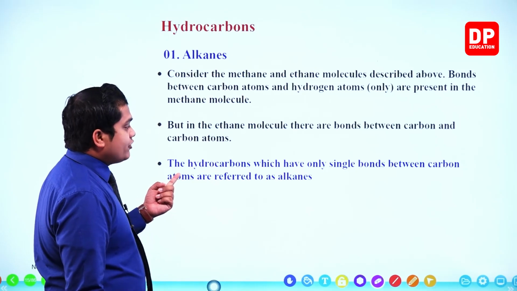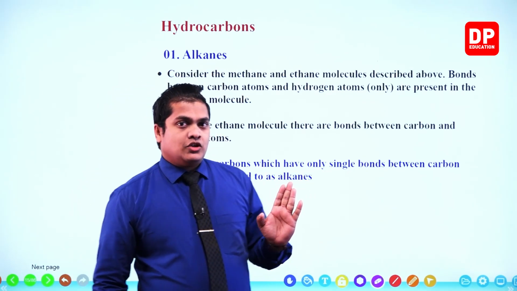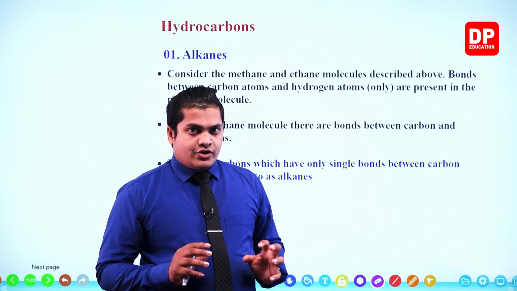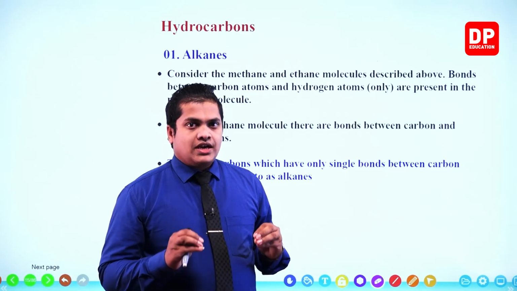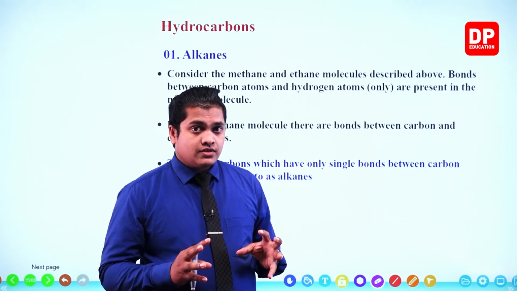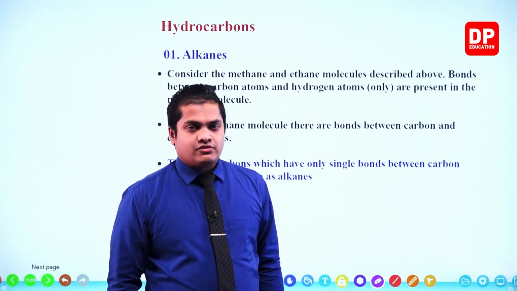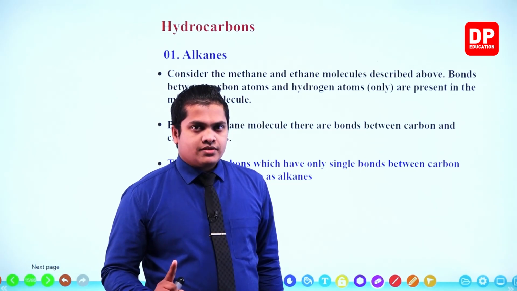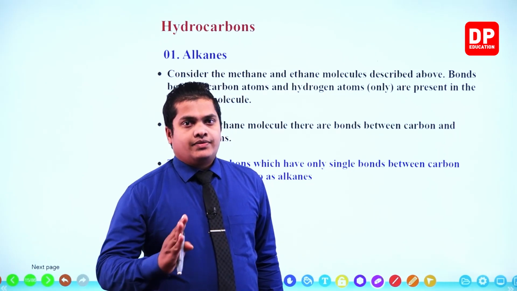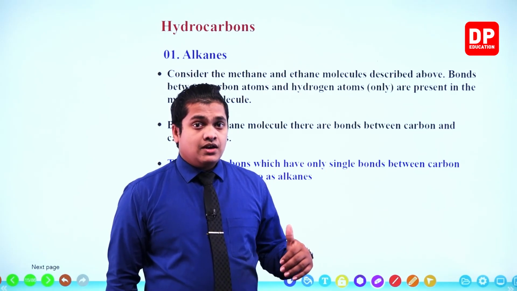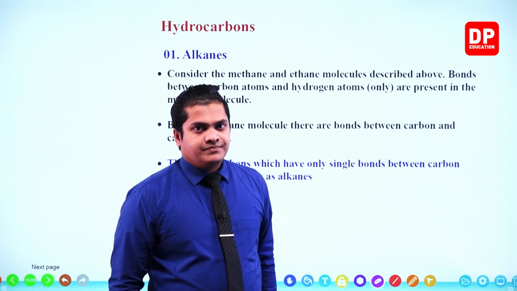Okay. The hydrocarbons which have only single bonds between carbon atoms are referred to as alkanes. So my dear children, if a certain hydrocarbon contains only single bonds between carbon atoms, then those kinds of compounds are referred to as alkanes. Those are the ones which go by the name alkanes. Alkanes contain only single bonds between carbon atoms. Alkanes, single bond. Ane, single bonds. Remember, right?